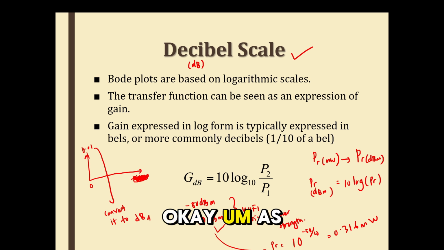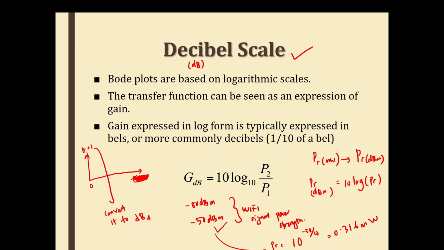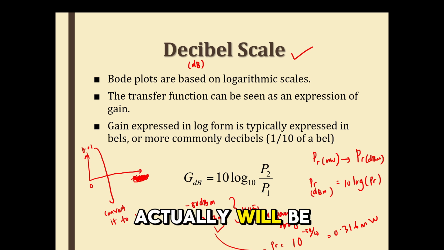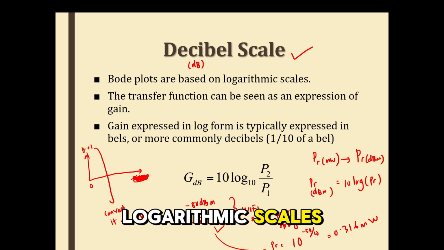Okay, as I told you before this, we try to get the transfer function. If it is not given, we get it; if it is given, you will directly plot. And this magnitude and phase will be drawn using the plot known as a Bode plot, and this is based on logarithmic scales.